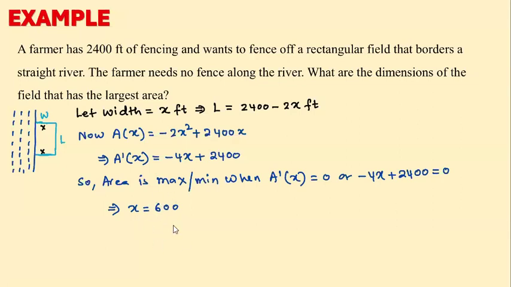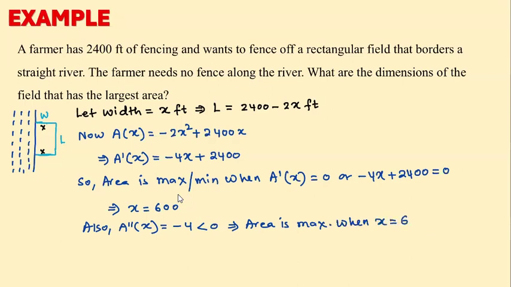But we have to verify which one it is, maximum or minimum. So we are going to use the second derivative test. Let's find the second derivative of the function. The second derivative happens to be negative 4, which is less than 0. And we know that if the second derivative is negative, there is a maximum value. So area is maximum when X equals 600.